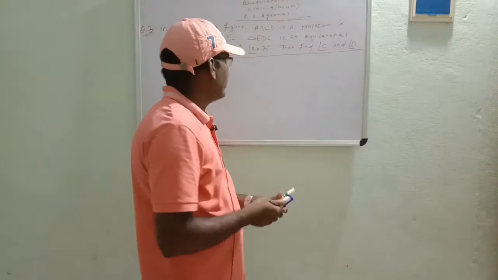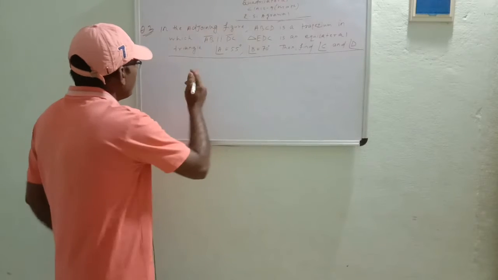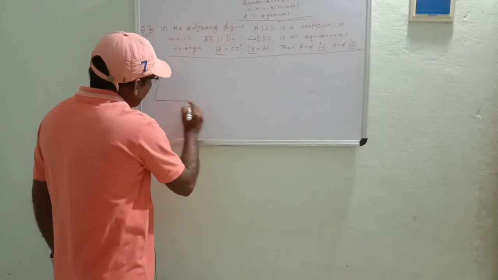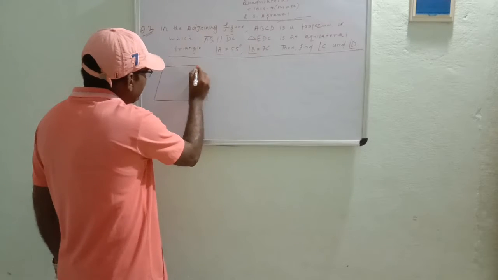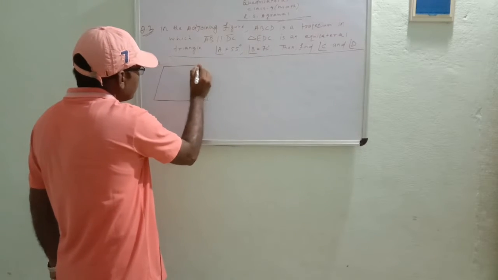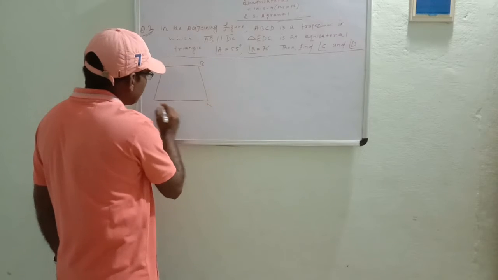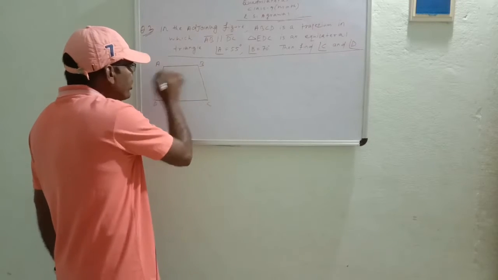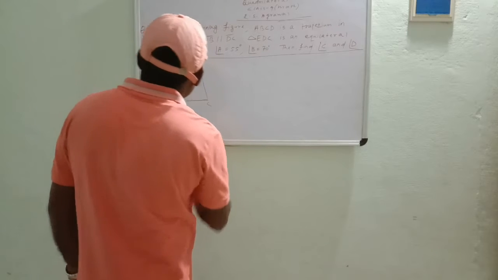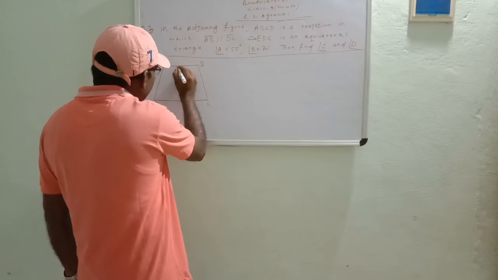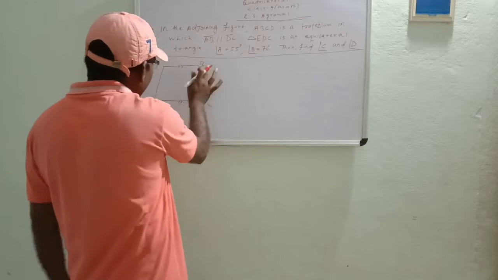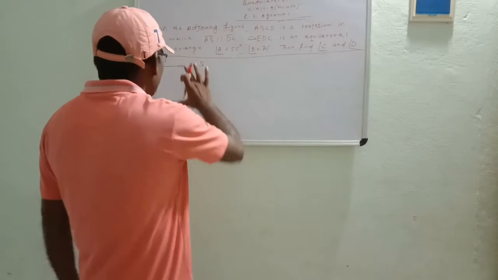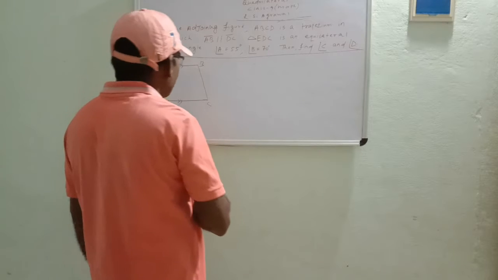Now first draw the figure. It is the figure of a trapezium. Suppose its name is ABCD. In this trapezium, AB is parallel to DC. This is the symbol of parallel. AB is parallel to DC. Only one opposite pair is parallel.